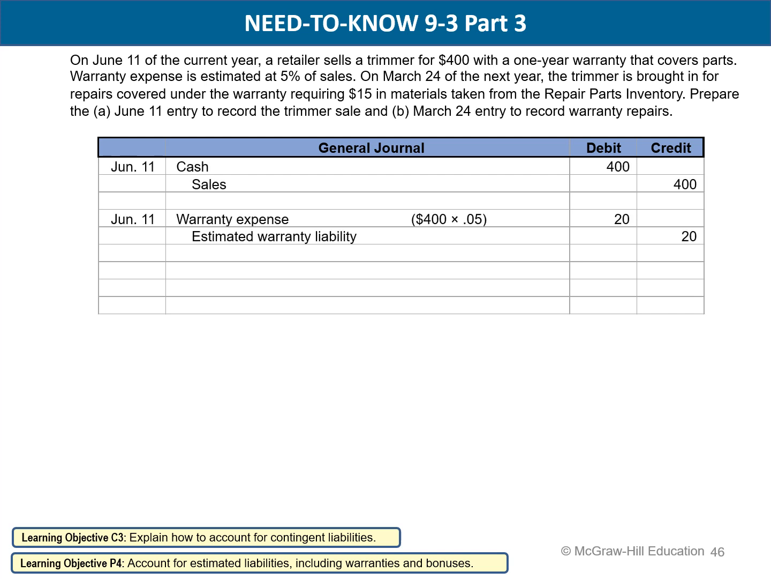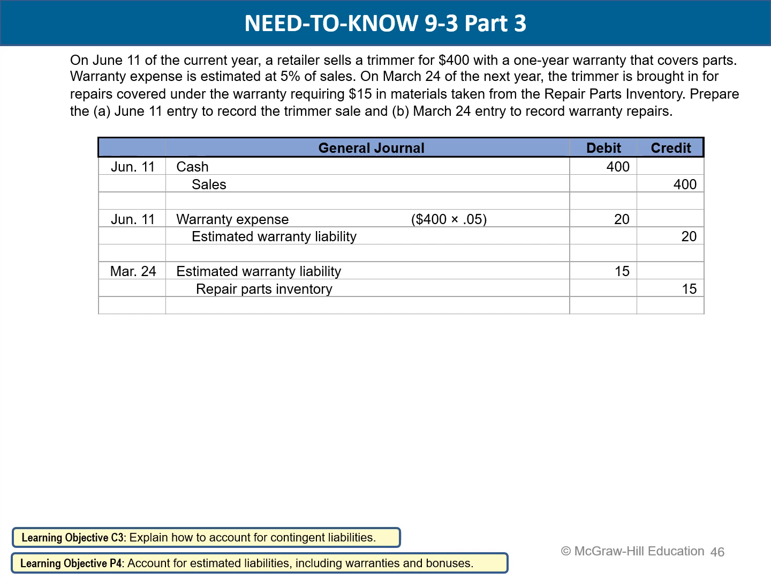So on June 11th, we're going to record cash for $400 with a debit, and we're going to record our sale. We also, on June 11th, have to record our estimated warranty liability, which they say is 5% on average. So we're going to take $400 times 5% for warranty expense, debit $20. Then we're going to credit our estimated warranty liability for $20.